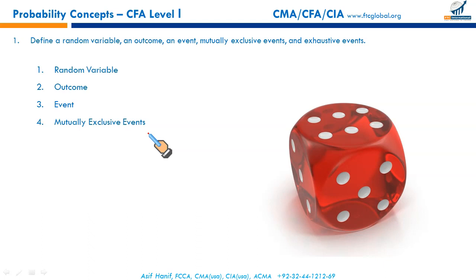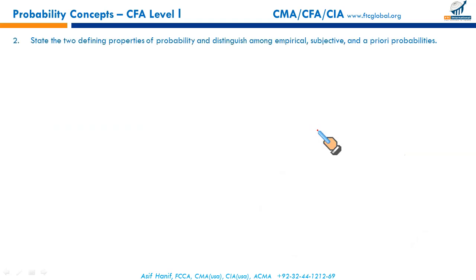They cannot happen simultaneously. And finally, exhaustive events. Exhaustive events means those that include all possible outcomes. How many possible outcomes are there when we roll a dice? 6. Either 1 or 2 or 3 or 4 or 5 or 6. So the combination of all these outcomes will give you a term called exhaustive events. So just these terms you need to know. Then we have: state the 2 defining properties of probability and distinguish among empirical, subjective, and priori probabilities.